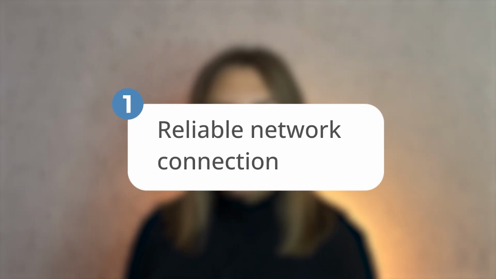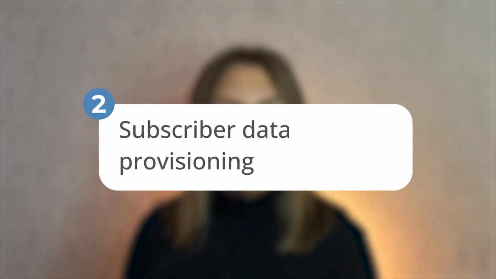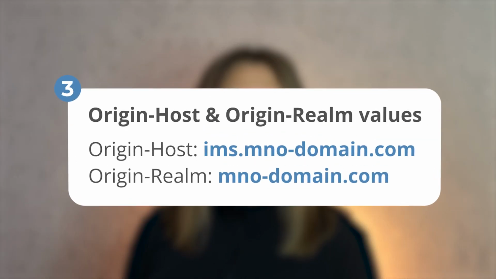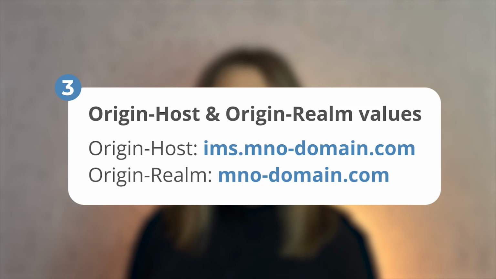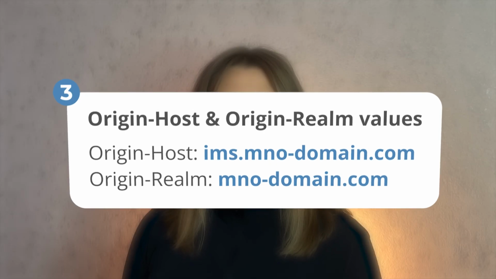Before we start, we'll assume that a few basics are already in place for our SuperTel MVNO scenario. A reliable network connection is established between the mobile carrier's core and PortaBilling. If needed, create a VPN connection. Subscriber data provisioning is configured so that events such as SIM card assignment, account blocking or termination, and service package changes trigger corresponding updates in the mobile network. The PortaBilling origin host and origin realm values are configured on the MNO side, so the mobile core knows where to send the Diameter requests.